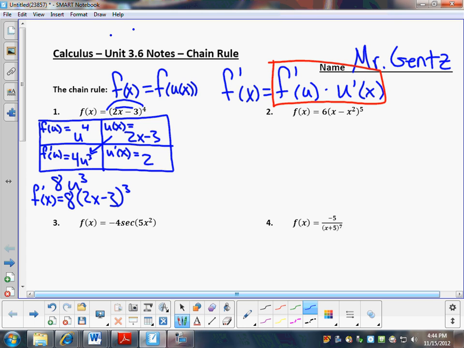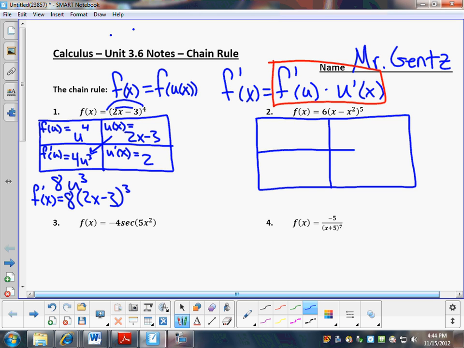Let's try it again, slightly different problem. Make the drawing a little bit bigger. There we go. F of u, u of x, f prime of u, u prime of x. I always like to identify u of x first. It's the inside, which is x minus x squared. The outside, 6u to the 5th.